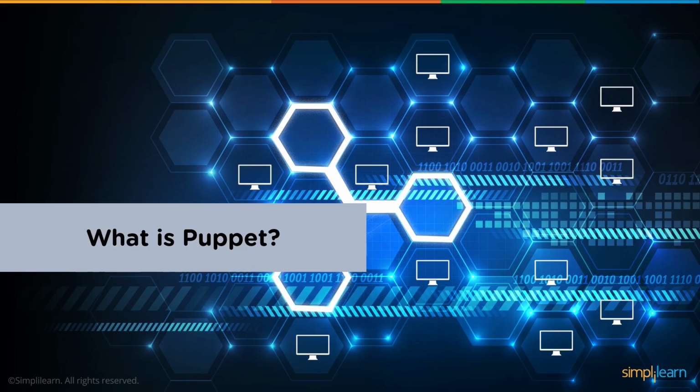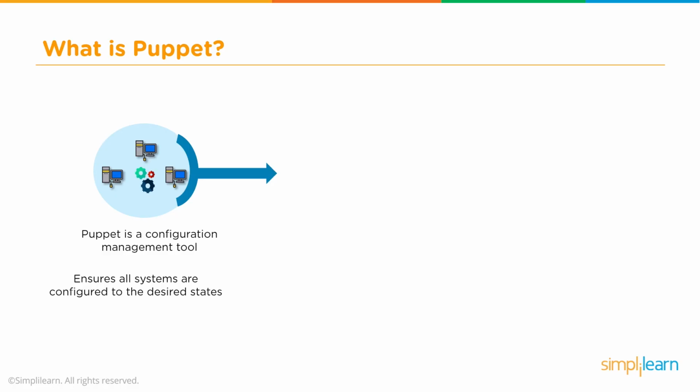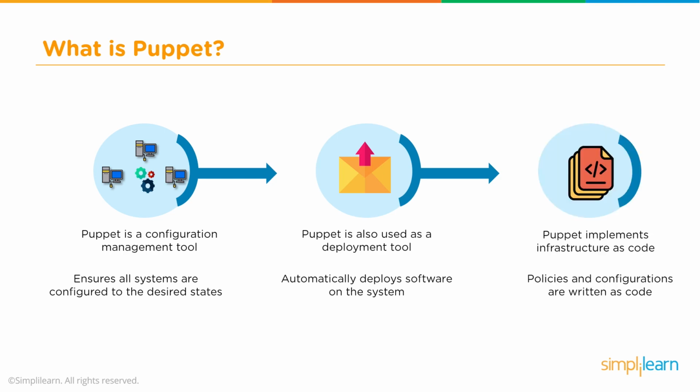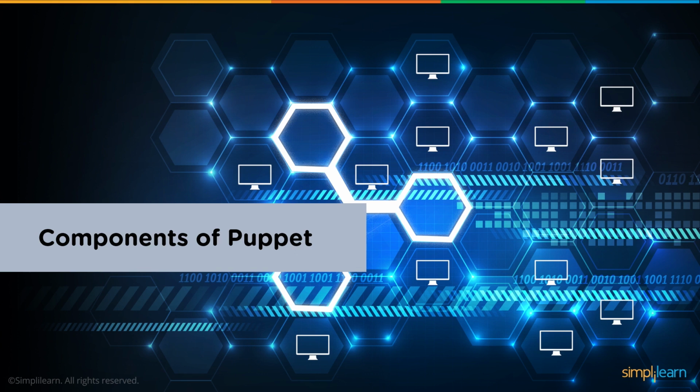So let's dig deeper into what Puppet actually is. Puppet is a configuration management tool, similar to tools like Chef that you may already be familiar with. It ensures that all your systems are configured to a desired and predictable state. Puppet can also be used as a deployment tool for software. Automatically, you can deploy your software to all of your systems or to specific systems. And this is all done with code. This means you can test the environment and you can have a guarantee that the environment you want is written and deployed accurately. So let's go through the components of Puppet.